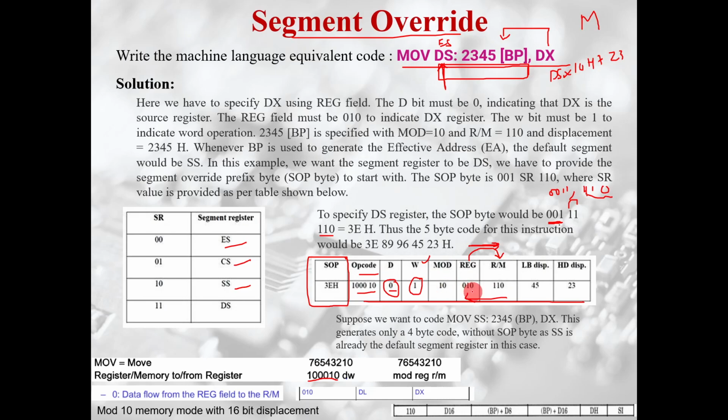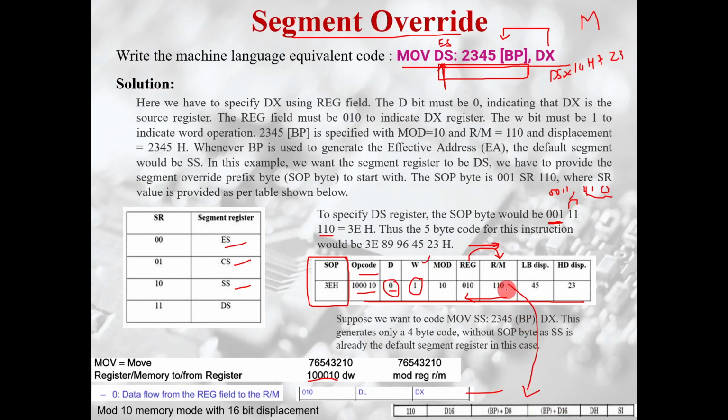And then this is the register, the DX register, from where the data comes. These codes are a snapshot from the big table. 010 stands for DX, so that is where it has come from. And 110 stands for BP plus 16-bit displacement. This table is also given in the previous lecture, number 6, so you could refer to that. So this 110 comes.